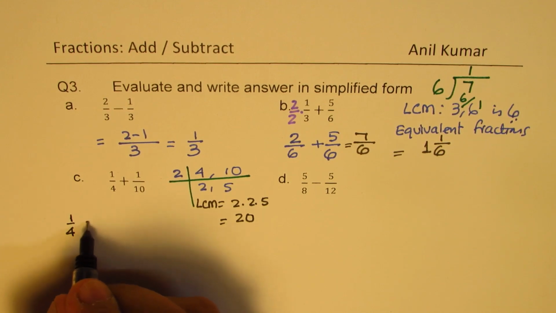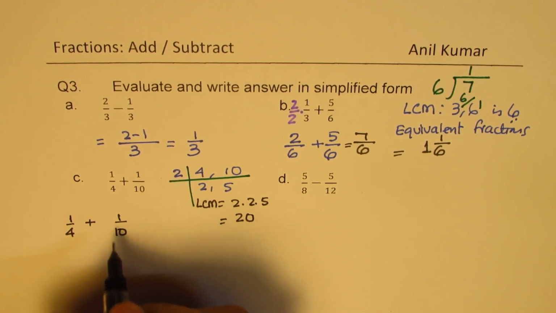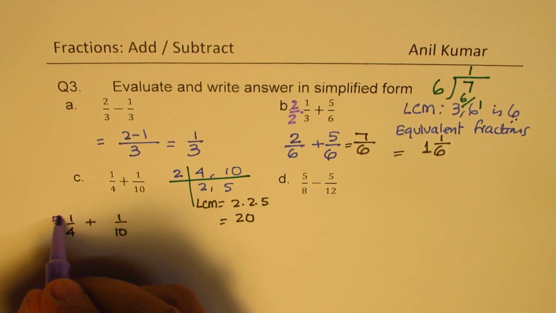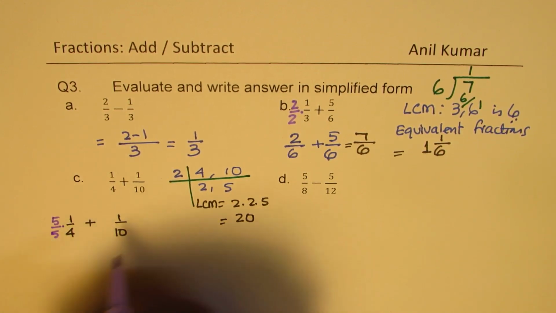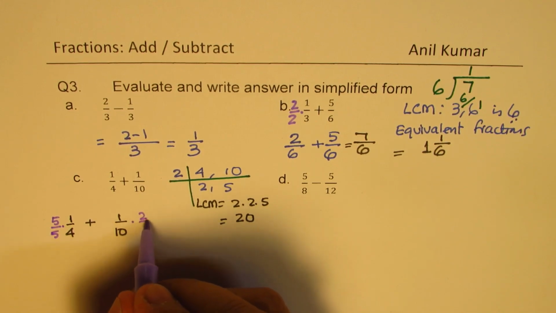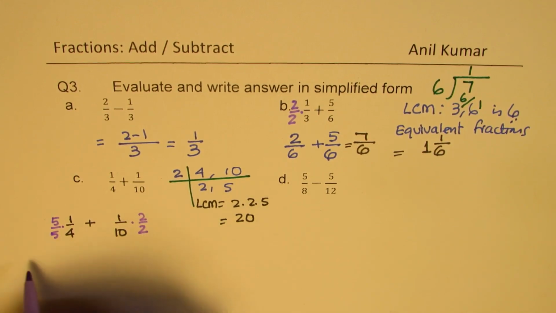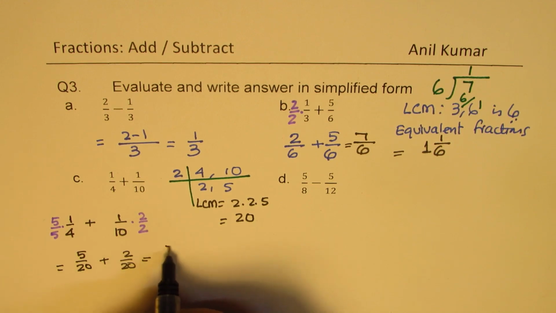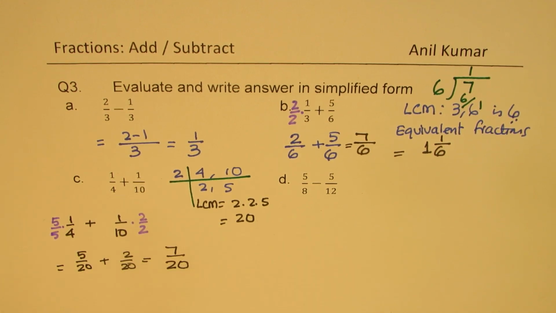So we have 1 over 4 plus 1 over 10. To make it 20, I have to multiply the first one by 5 and also divide by 5. For the second one, I have to multiply and divide by 2. Once I do that, I get my equivalent fractions as 5 over 20 plus 2 over 20. Now when they have the same denominator, numerators can be added and we get 7 over 20 as our answer. Is that clear? So the result is 7 over 20.